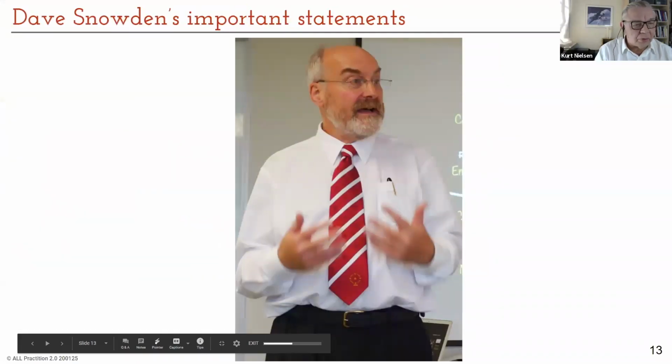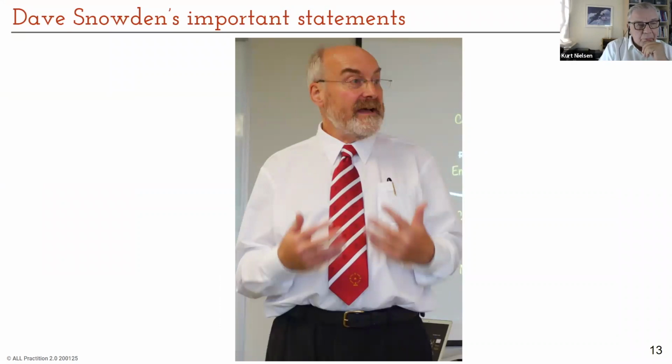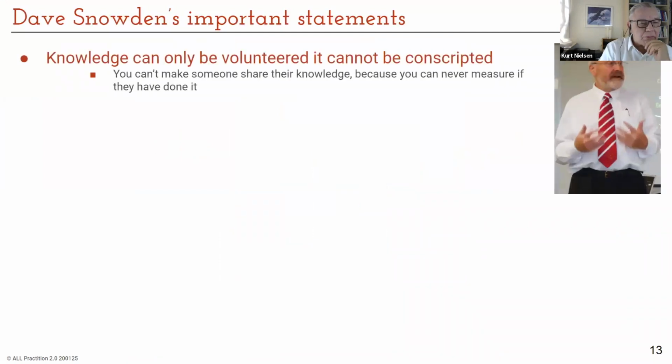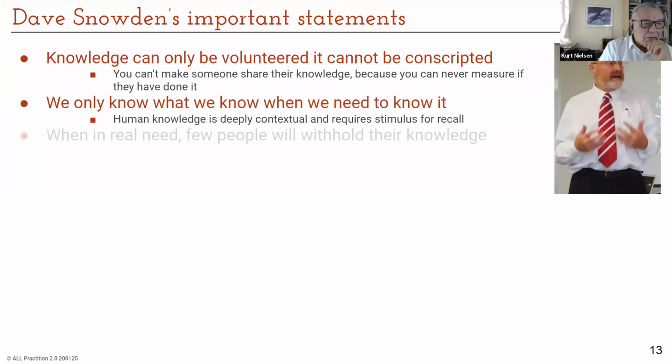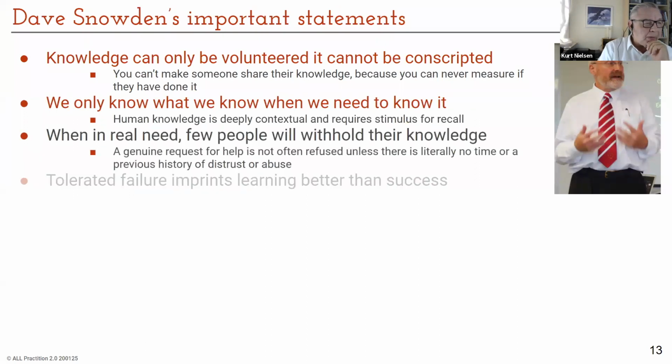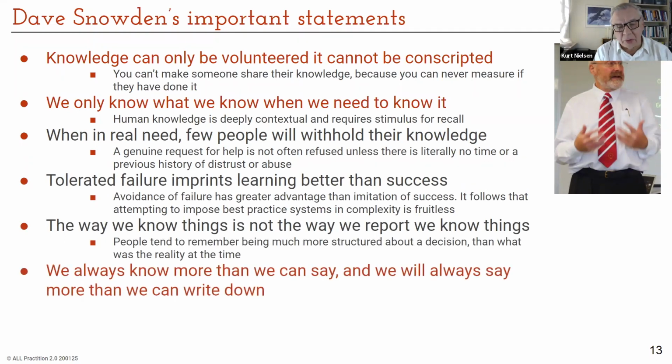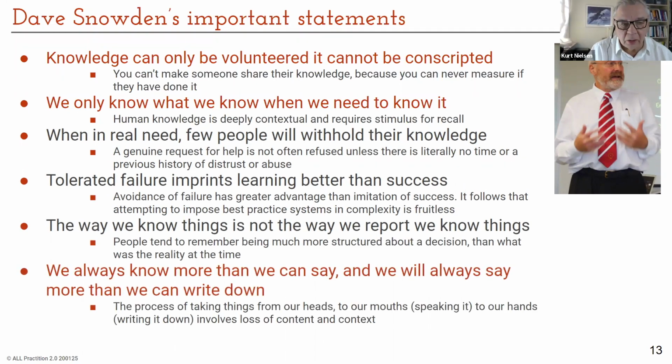And again, let's just start with some of Snowden's statements, and it relates to the domains, but in a way it's more general. He talks about how in the complex domain it's all about knowledge and relationship. The boys and girls that win in the complex territory are those that can create relationships and can share and build knowledge. And the one thing he says is knowledge can only be volunteered, it cannot be conscripted. You can't force it out of people.